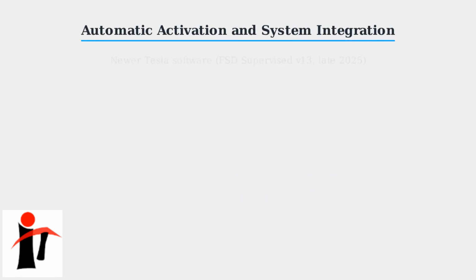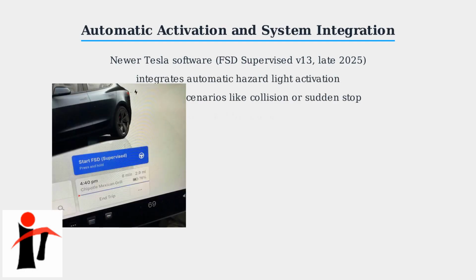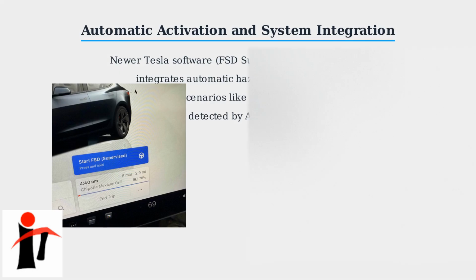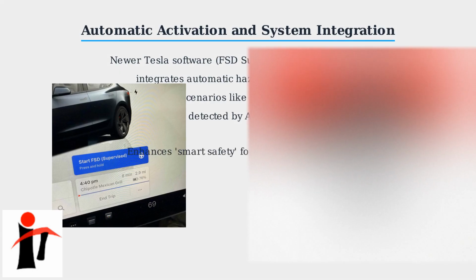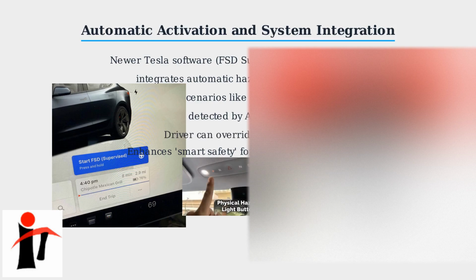Newer Tesla software, specifically FSD Supervised V13 from late 2025, integrates automatic hazard light activation in emergency scenarios. If autopilot detects a collision or sudden stop, the system may automatically activate the hazard lights. This feature contributes to Tesla's smart safety systems, helping prevent accidents. However, the driver always has the ability to override this automatic activation.